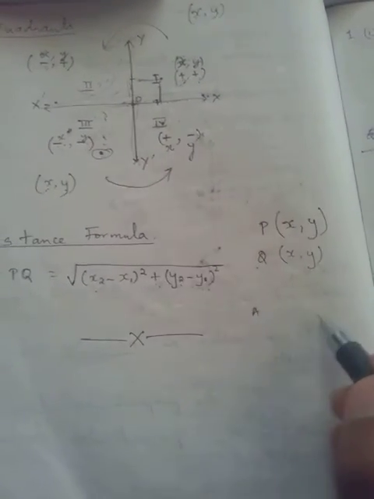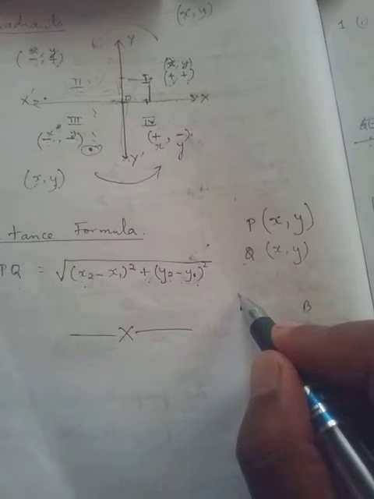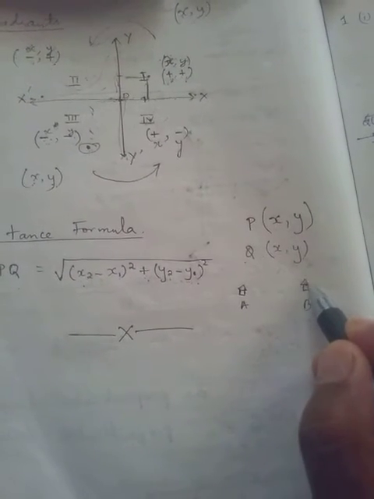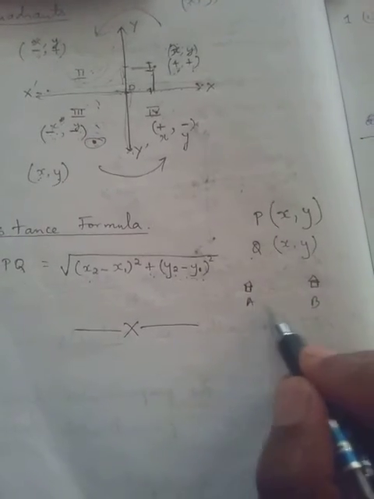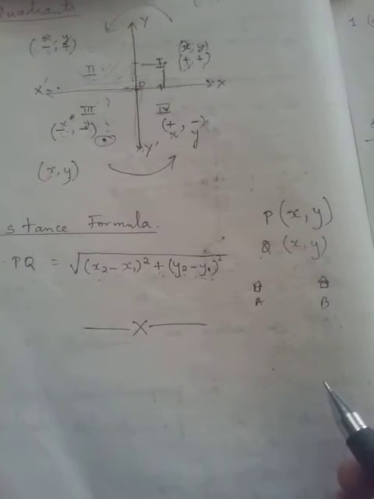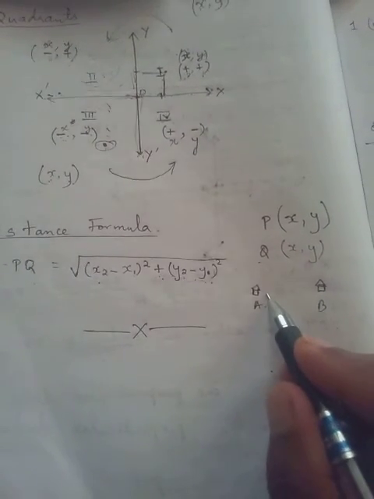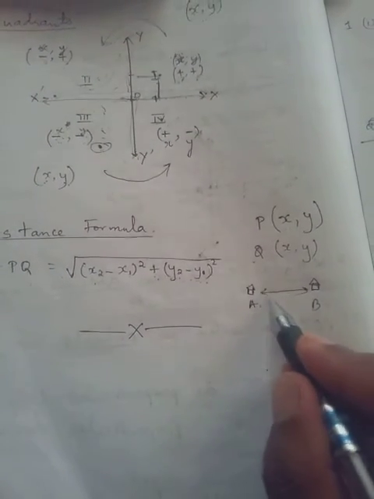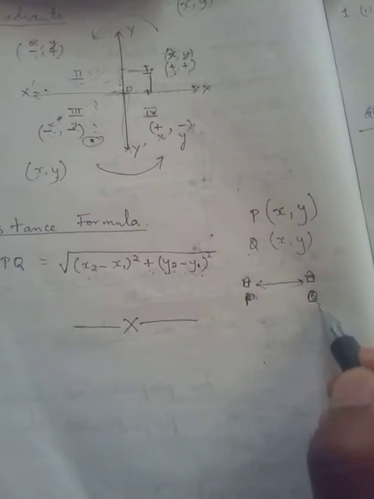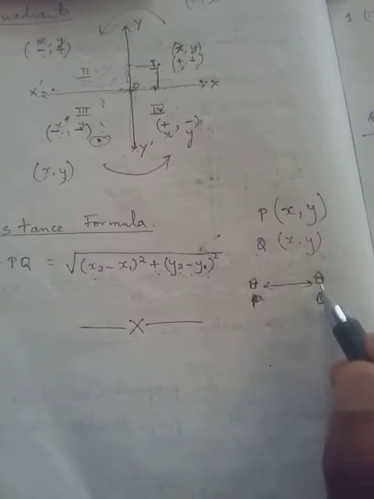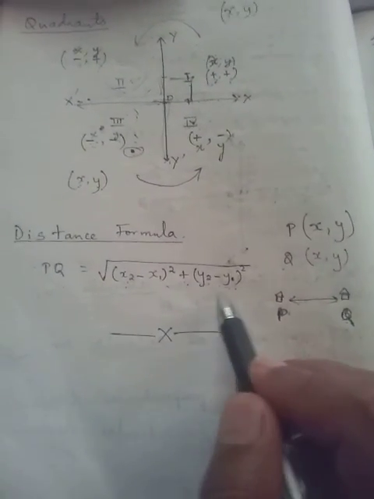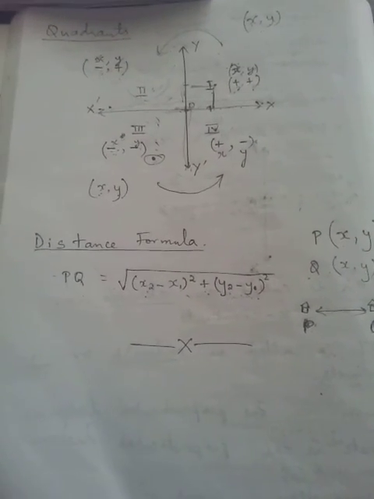For example, we have 2 points, point A and point B. We have a house at point A, and another house at point B. I'm just drawing this straight, but point B may be down here. If I have to find the distance between these two houses, I can use this formula. Let's say this is point P and this is point Q. For the house at point P and the house at point Q, I'll use this formula: x2 minus x1 square plus y2 minus y1 whole thing square.